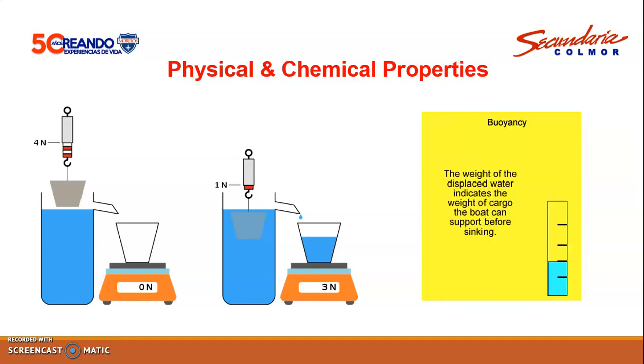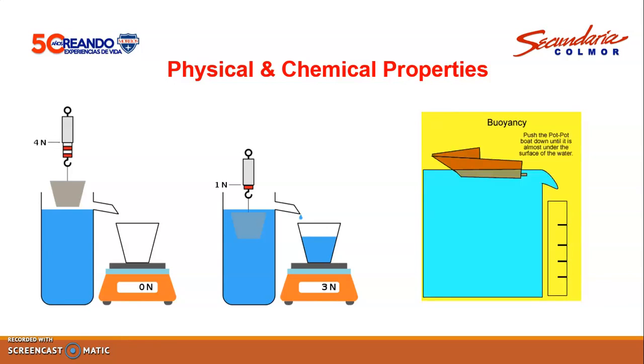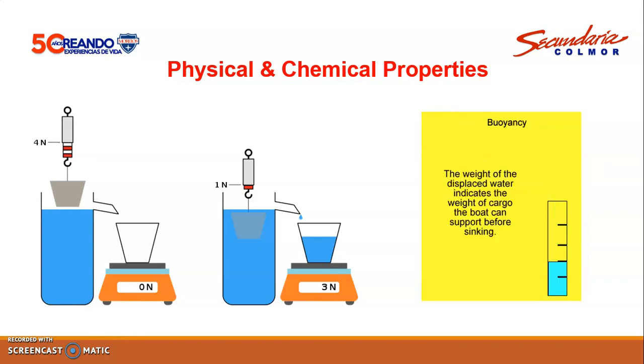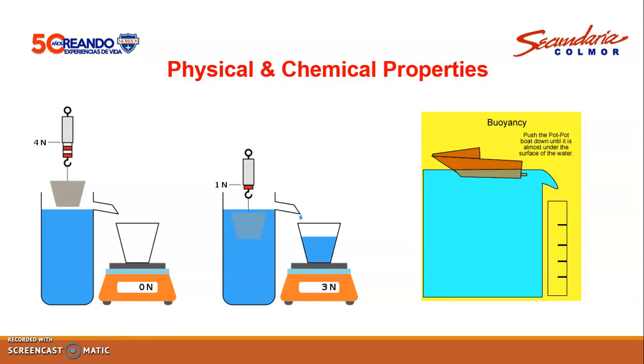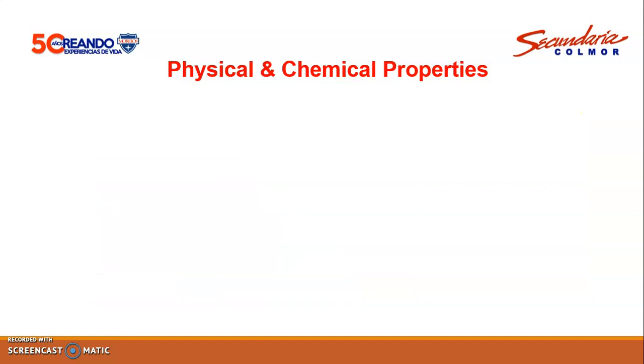On the second graph, you can see that the weight of the displaced water indicates the weight of cargo the boat can support before it sinks, right? Okay, so look how the boat is floating, and when you push it down, the water is displaced. Okay, so that's the quantity of water. That quantity of water indicates the quantity of cargo that the ship can transport. And we're going to see that in the next graph.